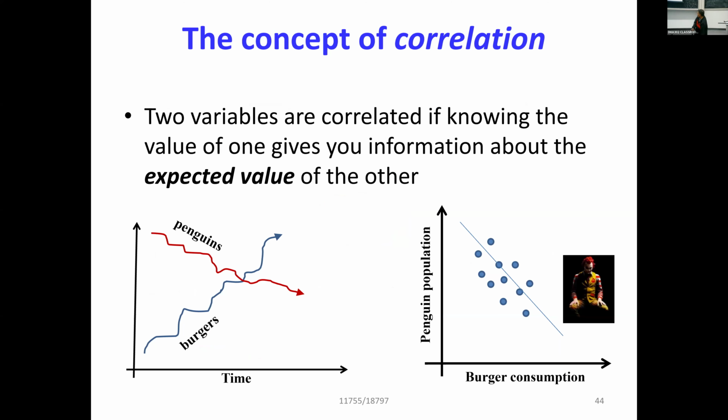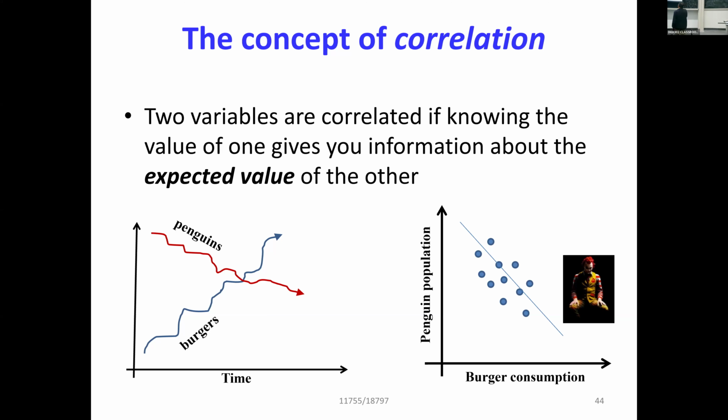Now, if I were to plot this against time, burger consumption versus penguin population, you're going to get plots like this. One is going up with time, the other is coming down with time, right? And so at each time I have a penguin and burger combination. If I plot the scatter, it's going to look like this. When the burger consumption is low, the penguin population is high, and vice versa. Now, just looking at the scatter might give you the completely erroneous impression that we're eating penguins, but we're not, right?